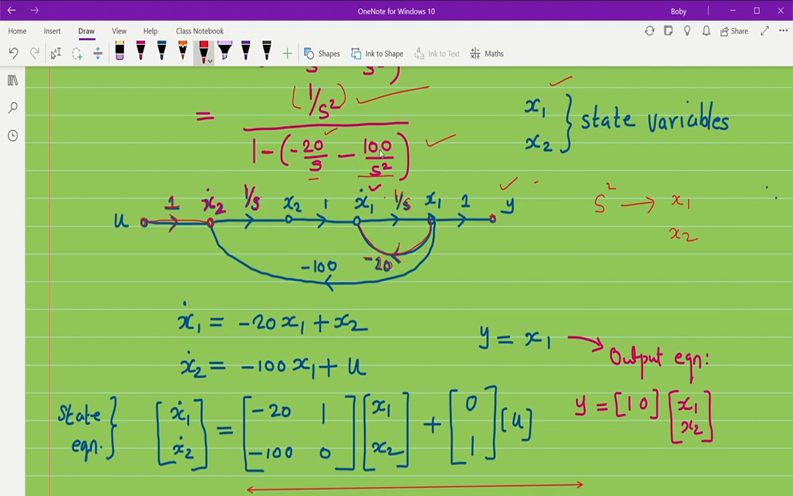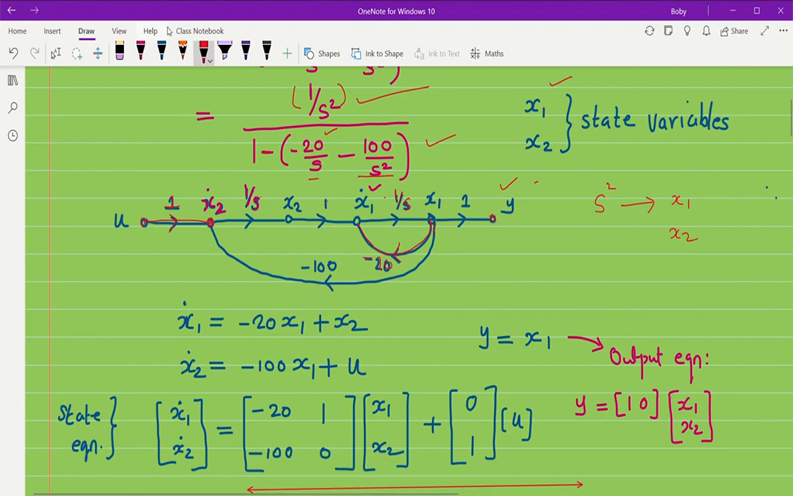The second term is minus 100 by s square. To get 1 by s square, we have to start from this node, 1 by s into 1 by s. From here we give a return path having gain equal to minus 100. Examining this loop, the loop gain is 1 by s into 1 by s into minus 100, which is equal to minus 100 by s square.